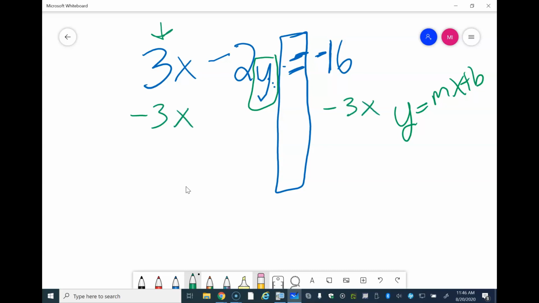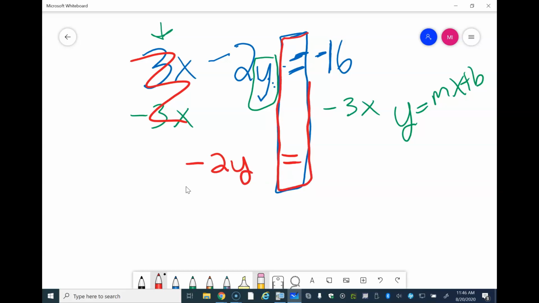And then I can now cancel this out and drop down what I haven't used. So 2y is equal to, and I like to draw a wall here so I can separate the two sides, so I'll know where I'm moving everything to. Now you can do negative 16 minus 3x, or you can do negative 3x minus 16. It does not matter as far as the order.